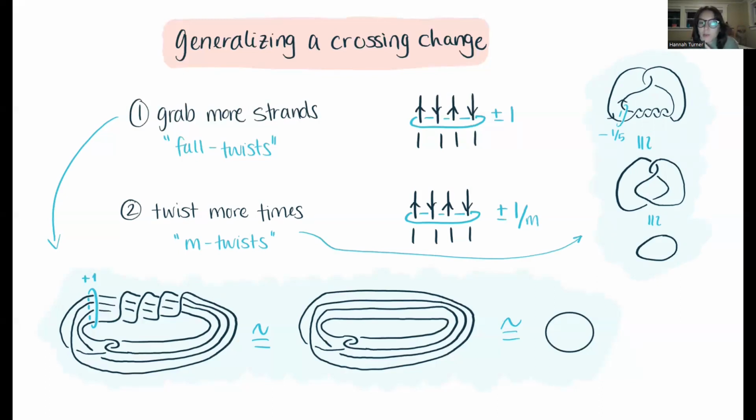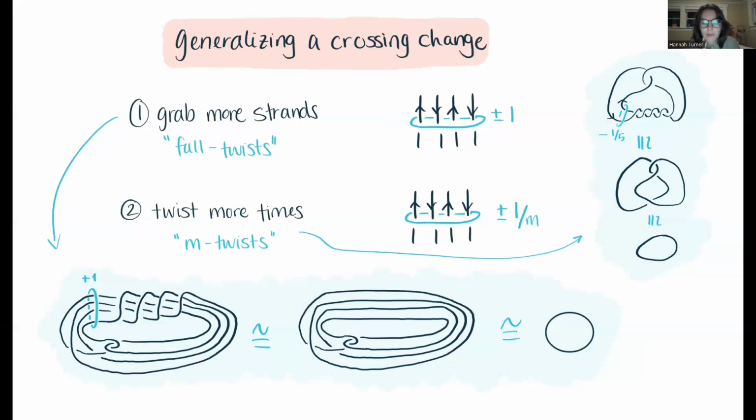And so I just want to emphasize that each of these is a generalization of the next. So if I allow myself to grab more strands, that already encompasses a crossing change as a subcase. And if I allow myself to twist m times, that certainly includes twisting ±1 times as a subcase. So each one is kind of a stronger version of the next. And so it seems obvious that, if I allow myself these more and more general moves, I should be able to get to the unknot faster in some sense. This turns out to be really hard to show.